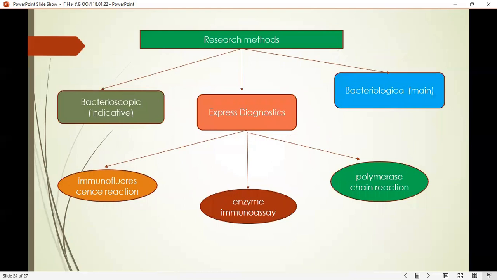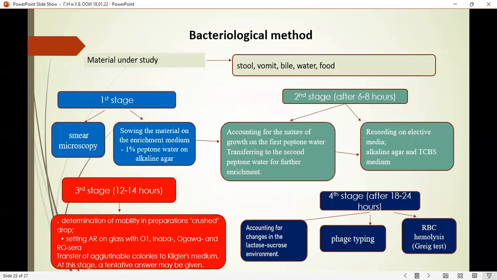Research methods are divided into bacterioscopic, bacteriological, as well as express diagnostics, which include enzyme immunoassay, immunofluorescence reaction, and polymerase chain reaction. Bacteriological method. The material for bacteriological analysis can be feces, vomit, bile, or objects contaminated with feces. The material should be delivered no later than 2 hours after it was taken. In case of longer delivery time, transport media are used. The most convenient and quite effective is 1% peptone water.